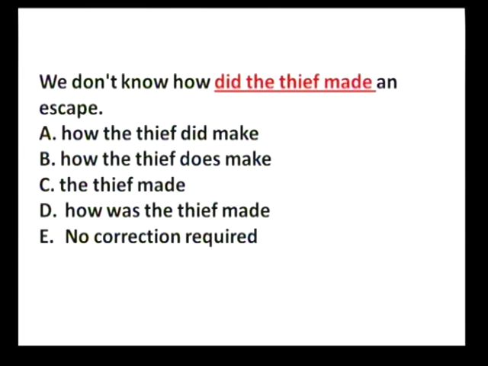We don't know how did the thief made an escape. Options: We don't know how the thief did make. We don't know how the thief does make. We don't know how the thief made. We don't know how was the thief made. The correct answer is C. We don't know how the thief made an escape.